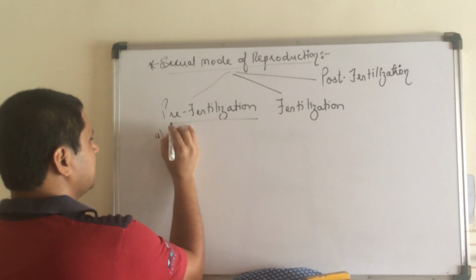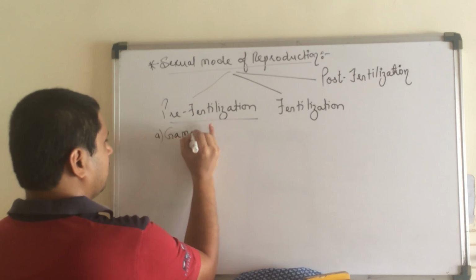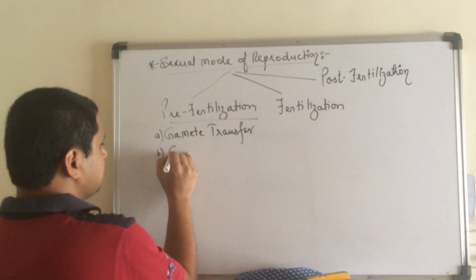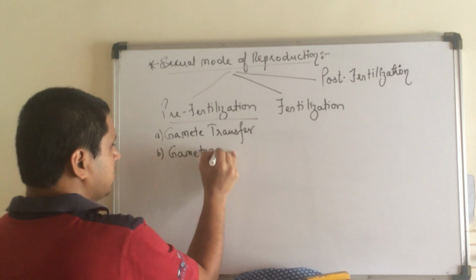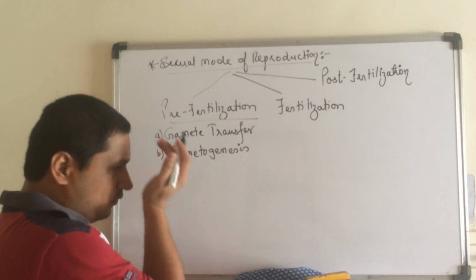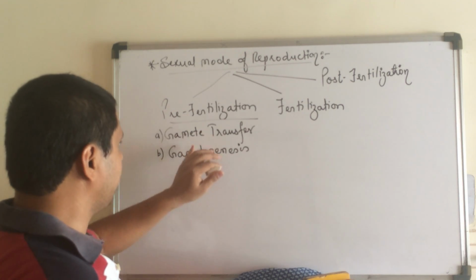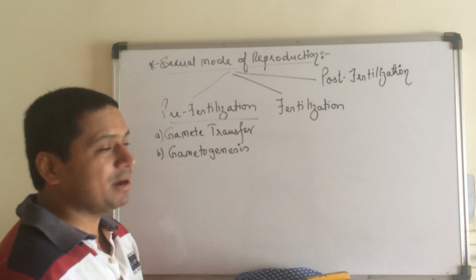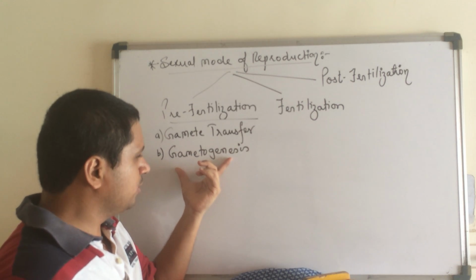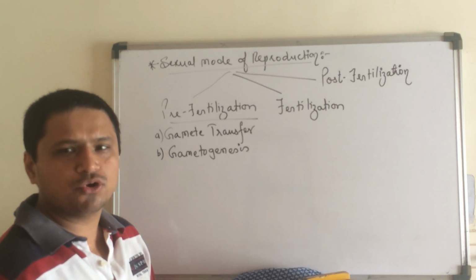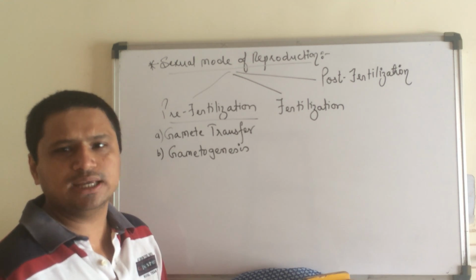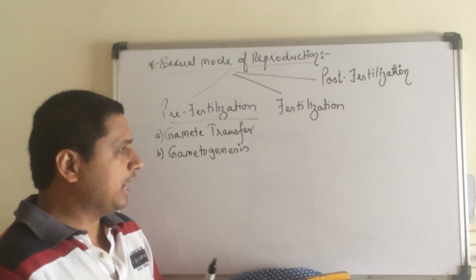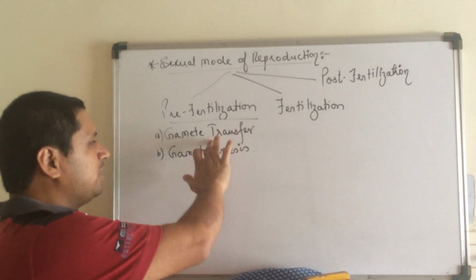Now, in the pre-fertilization, there are two main events. The first one is gamete transfer, and the other one is gametogenesis. So, the first comes the gametogenesis and the next comes the gamete transfer. Now, gametogenesis means what, children? It is the stage wherein the organism produces the gametes. As we are talking about sexual reproduction, there are two types of gametes, that is the male gamete and the female gamete. And once the gamete formation takes place, the gamete transfer takes place.